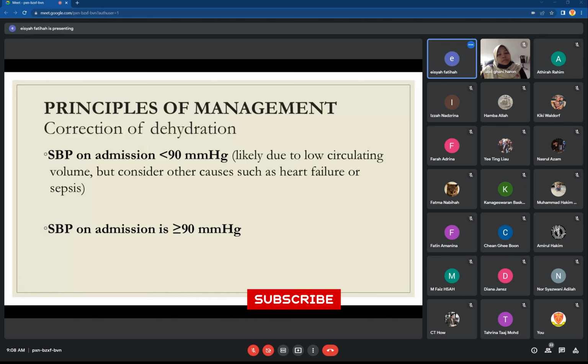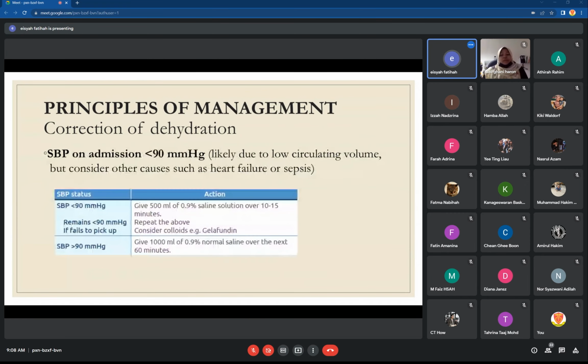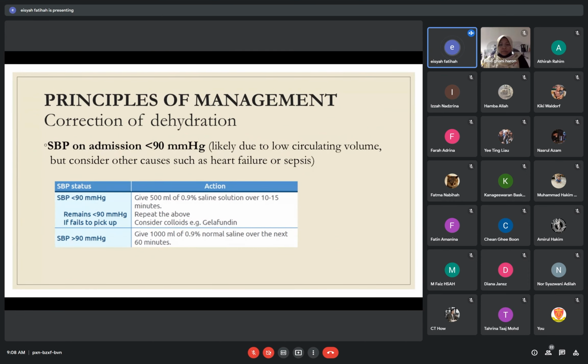Circulating volume, but we can also consider other causes such as heart failure or sepsis. If the SBP on admission is less than 90, we should give 1 pint normal saline solution in bolus over 10 to 15 minutes and repeat the BP. If the BP remains less than 90, we should repeat the 1 pint bolus.